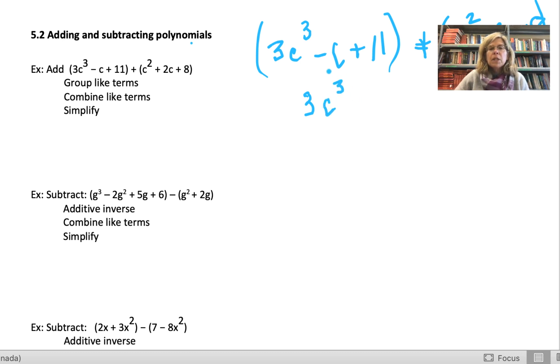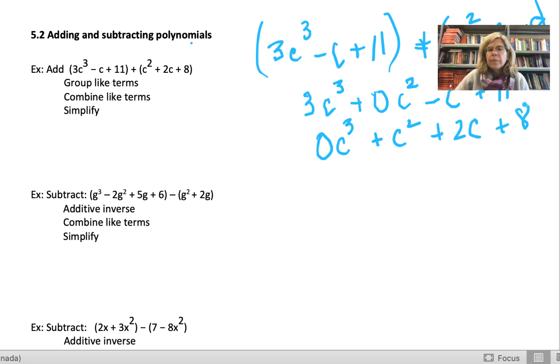So we have 3c cubed. That's from this equation right here. And then we don't have any c squared, so we're just going to put 0 c squareds. And then we have minus c and plus 11. On this side, we don't have any c cubes, so we have 0 c cubes. But we have a c squared plus 2c and then plus 8. So you can go at this any number of ways, but this way I think is pretty straightforward and pretty simple.